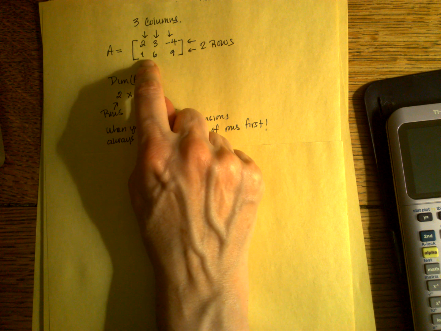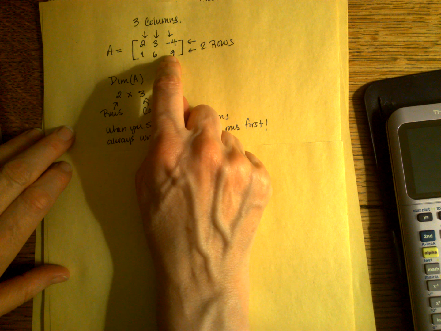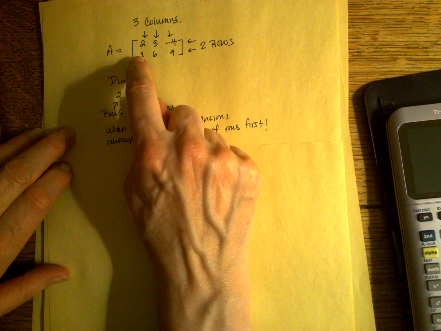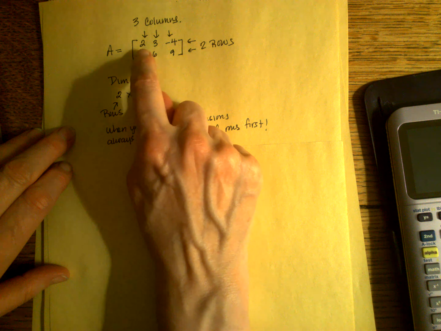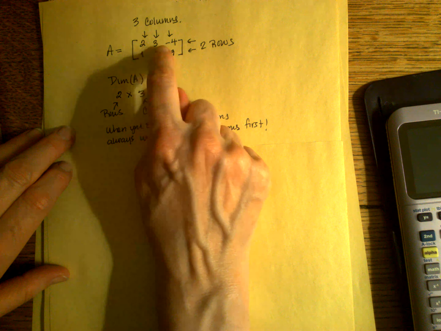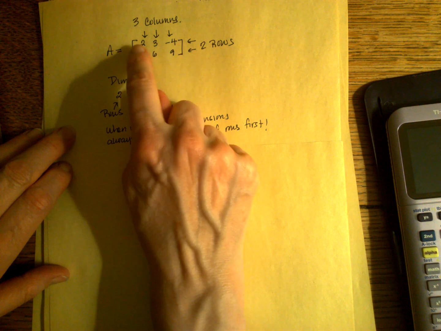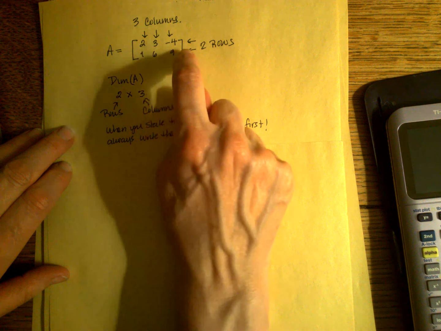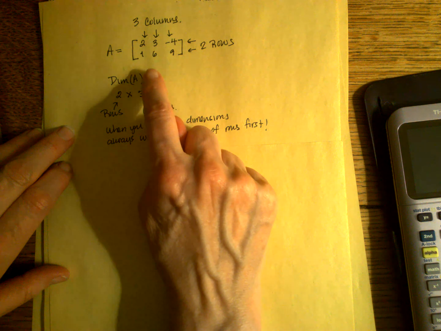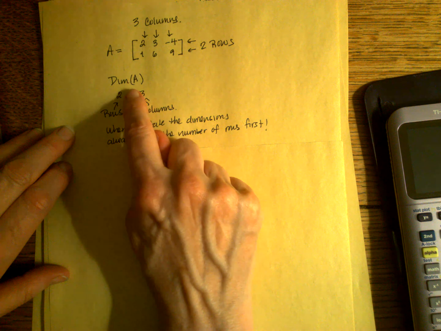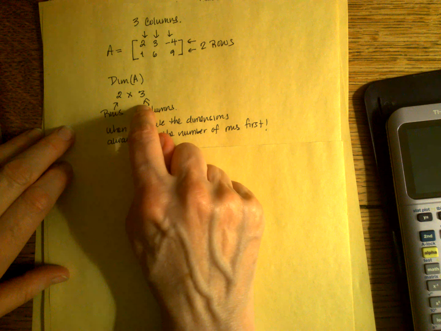Matrices kind of look like these arrays right here, and they're defined by rows and columns. So this particular matrix has 2 rows and 3 columns. Rows go sideways and columns go down. And we would say that the dimensions of matrix A here are 2 by 3.